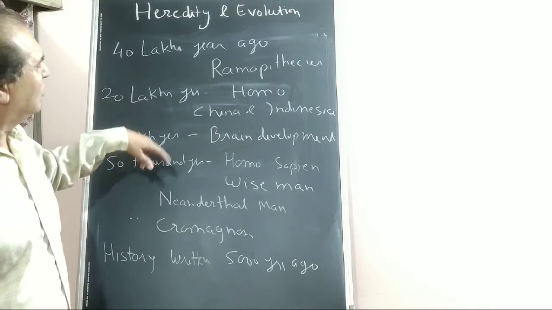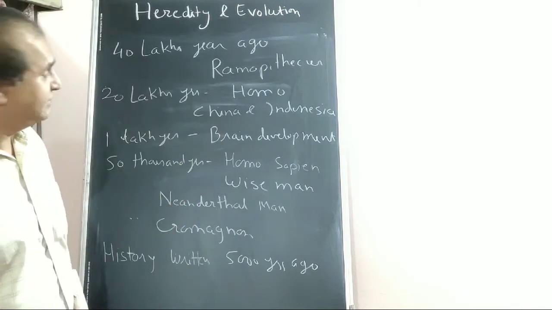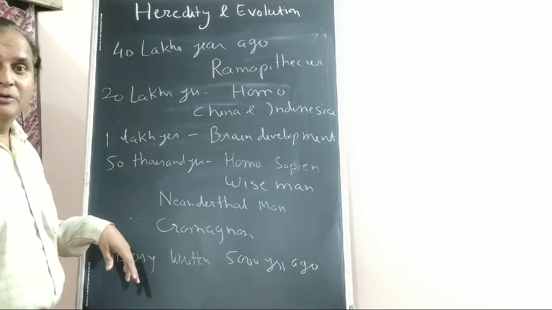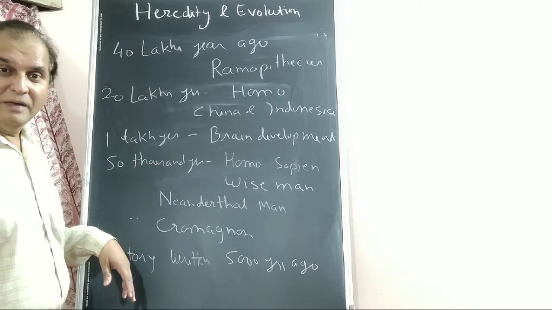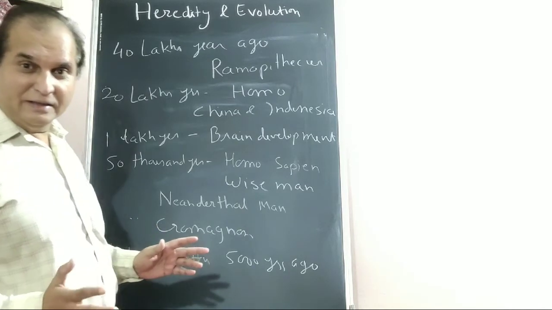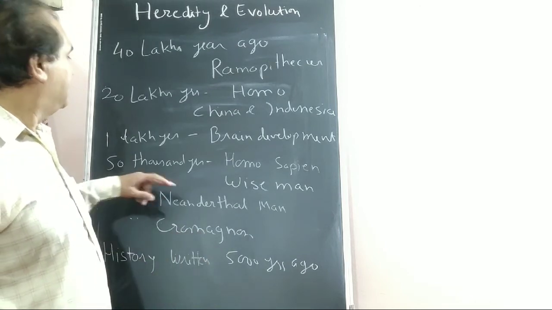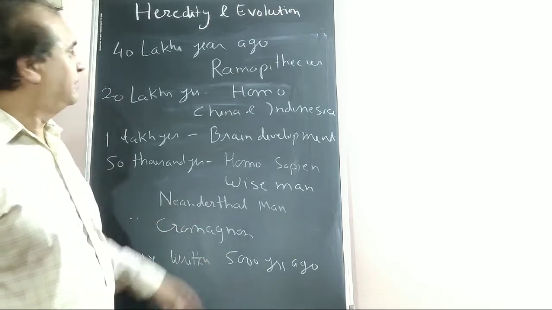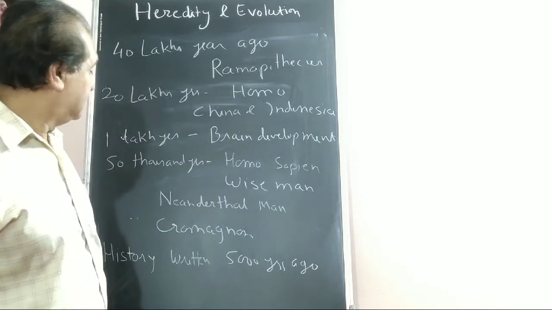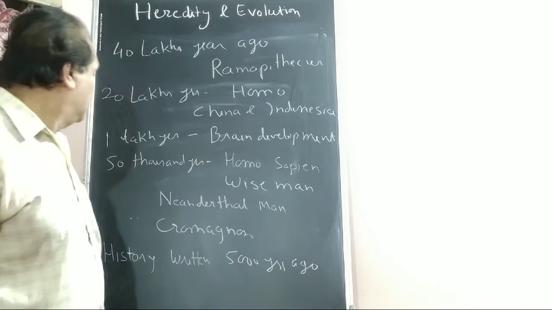20 lakh years ago, Homo was found in China and Indonesia. Then 1 lakh years ago, brain development took place. Man started thinking how to protect, how to attack, how to make food. 50,000 years ago, Homo sapiens developed. From Homo to Homo sapiens, the first wise man, started agriculture and food making.